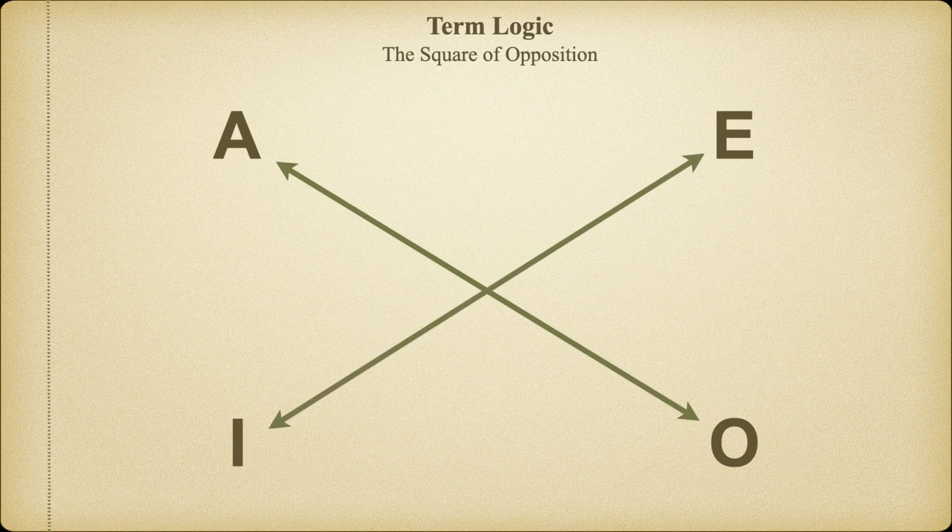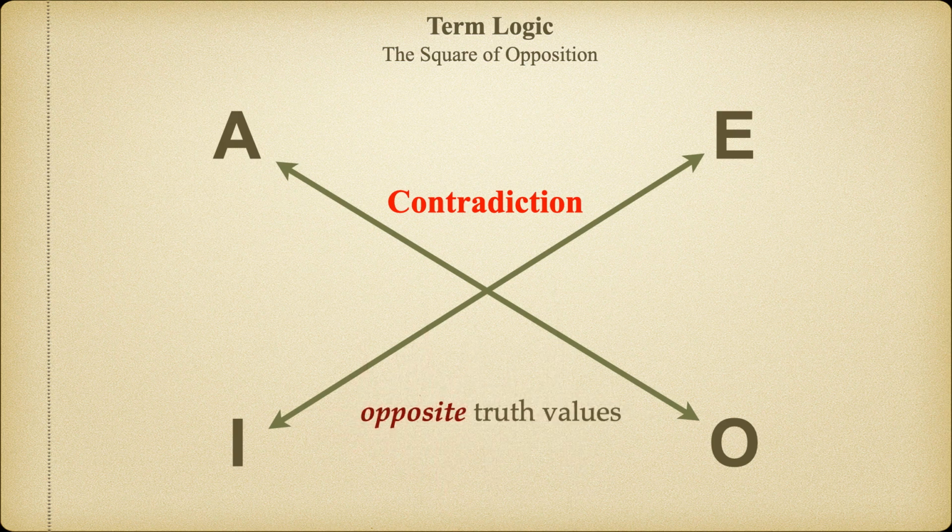A and O, and E and I, or if you prefer, I and E, and O and A. Notice that the lines are bidirectional and form what we call the contradictory relationship. Contradiction is easy to remember because you already have an intuitive concept of its meaning: opposite truth values. On the square of opposition, A and O, E and I will always have opposite truth values.